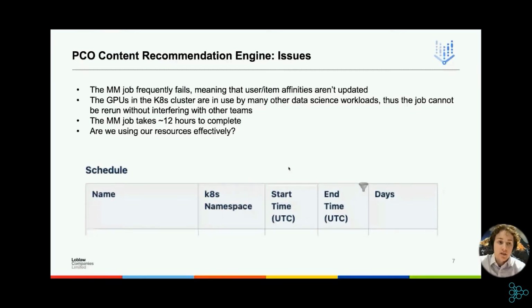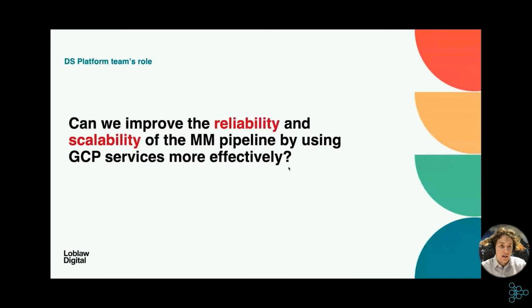The other complicating factor is that this matrix multiplication job takes a very long time to complete, around 12 hours, using 2 GPUs in our cluster. So that's obviously something that we want to look into when we're trying to see if we can improve this. The question we're asking ourselves is, are we using our resources effectively in GCP? In particular, the data science platform team's question is, can we improve the reliability and scalability of the matrix multiplication pipeline by using Google Cloud Platform services more effectively?